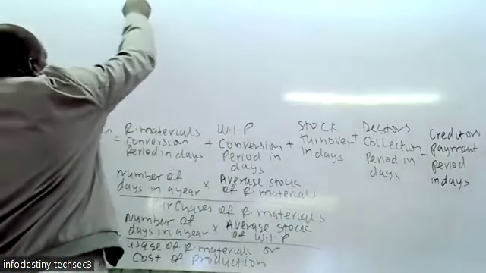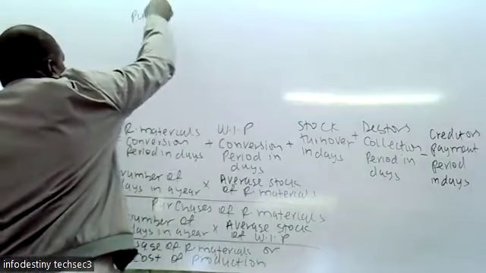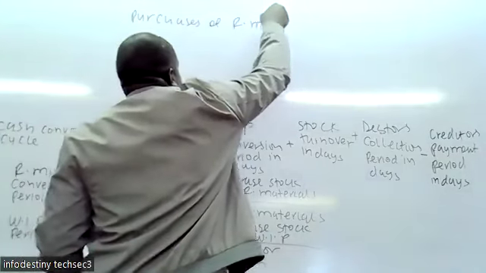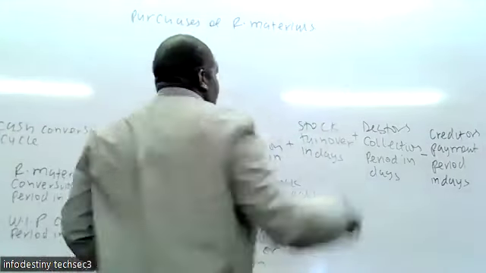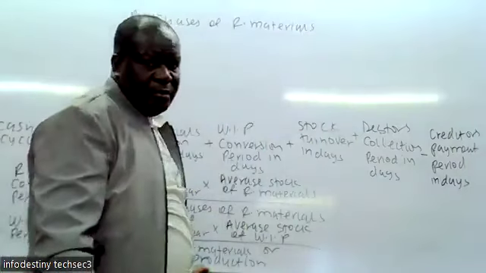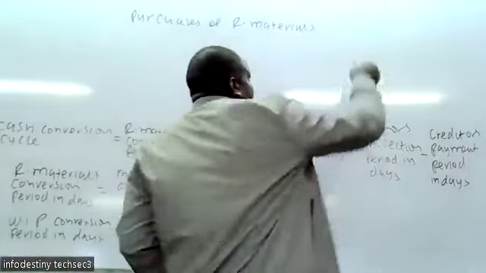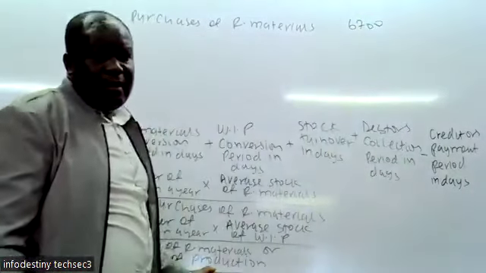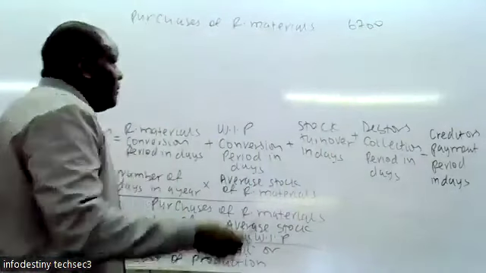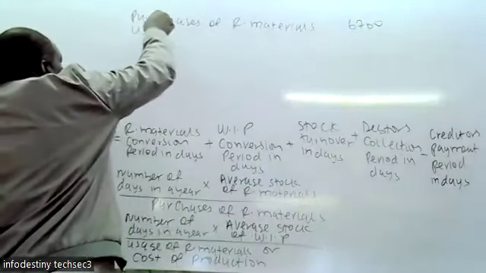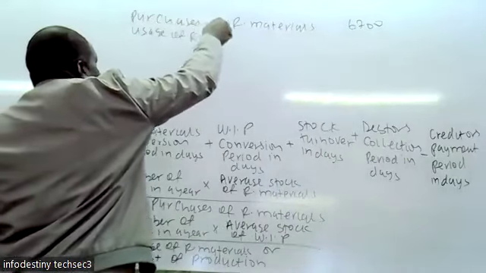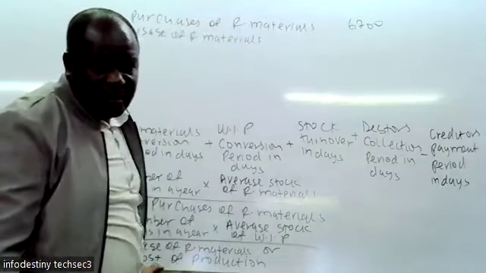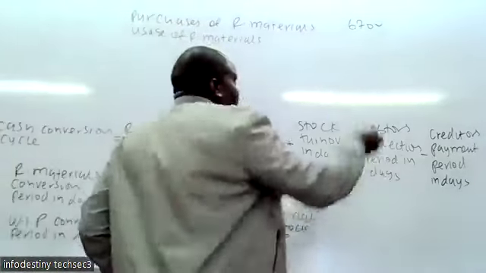We start off with purchases of the raw materials. It is 6,700. The next one will be usage of the raw materials. Usage of the raw materials is 6,500.